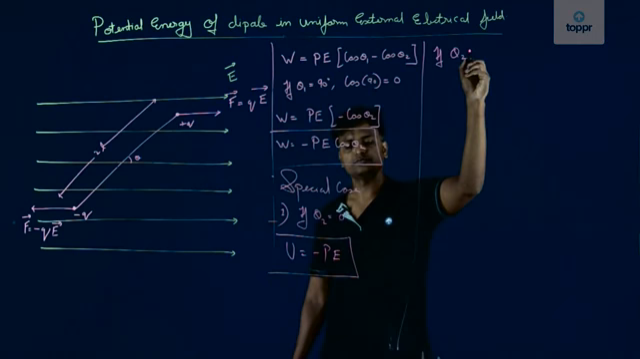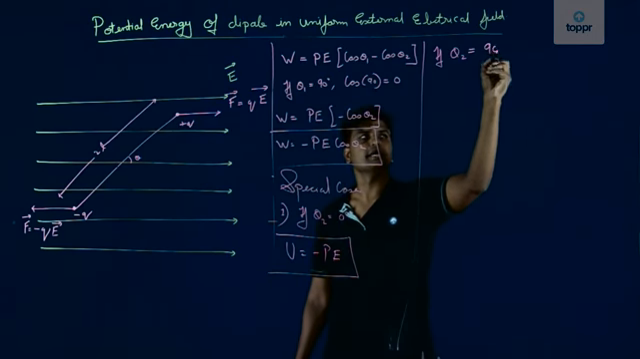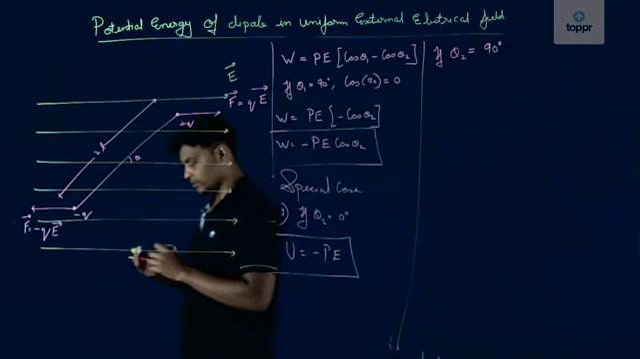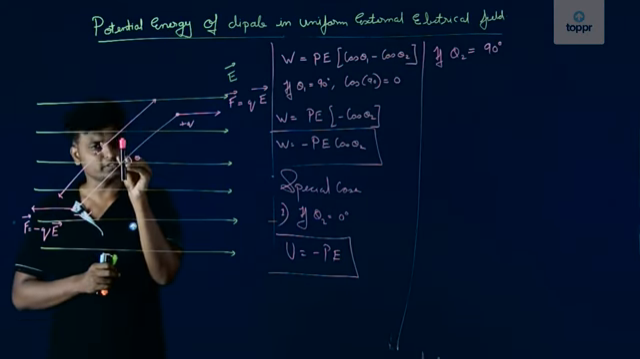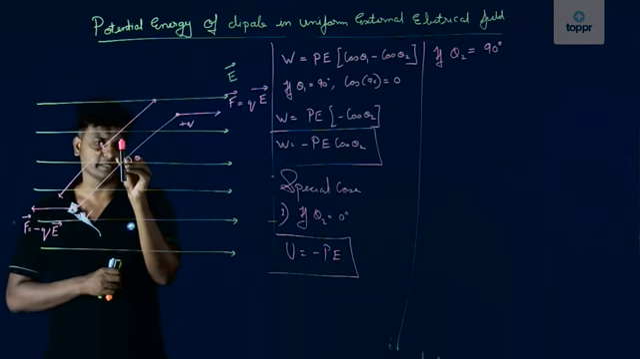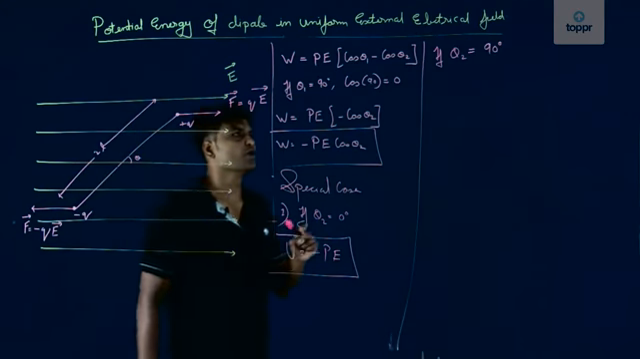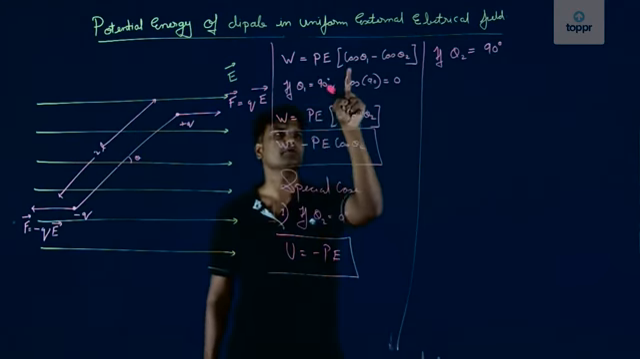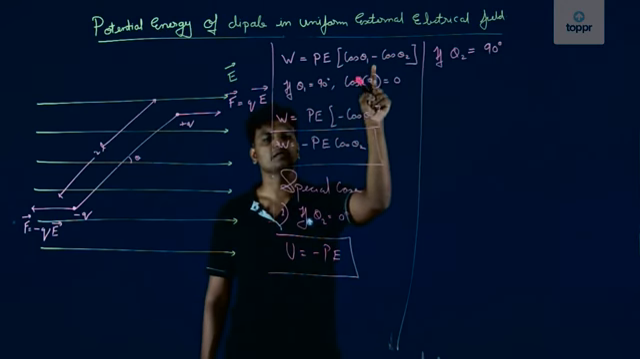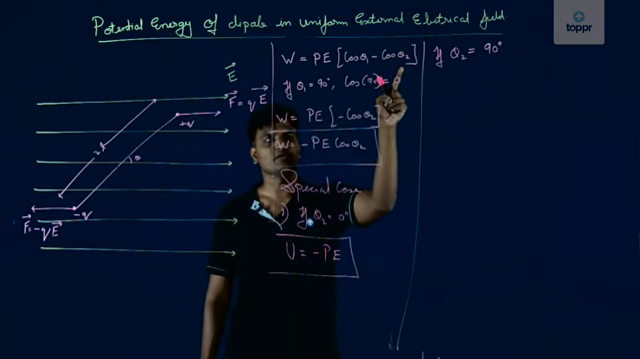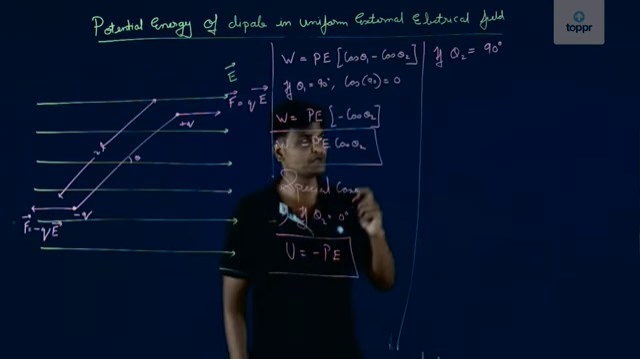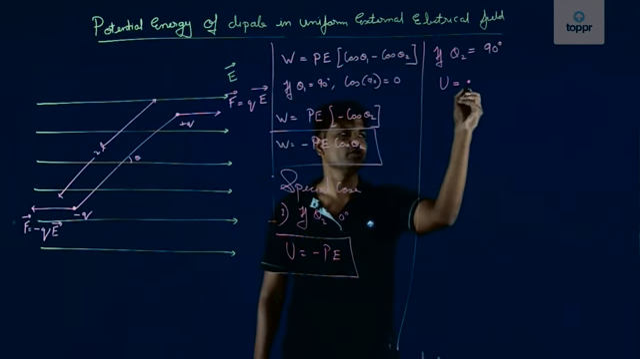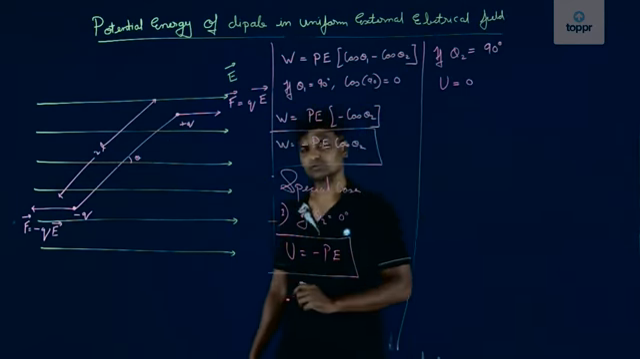If theta 2 is equal to 90 degree. So theta 1, that is the initial angle, was 90 degree, and theta 2 is also 90 degree. So what will happen? Cos 90 minus cos 90, which comes to what? 0. So work done is equal to 0. And since the work done is equal to 0, potential energy is also equal to 0, right?